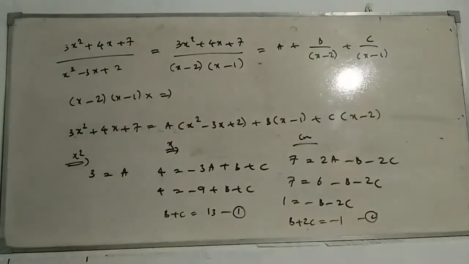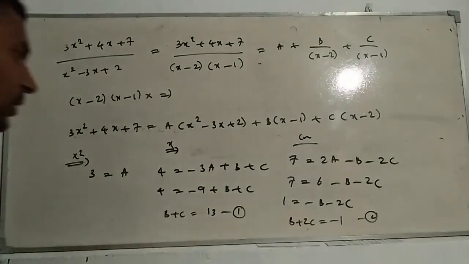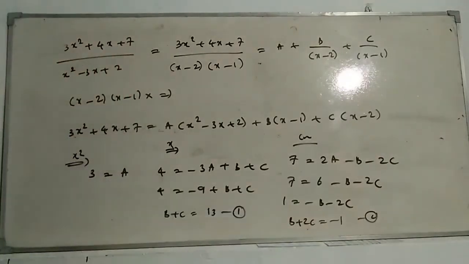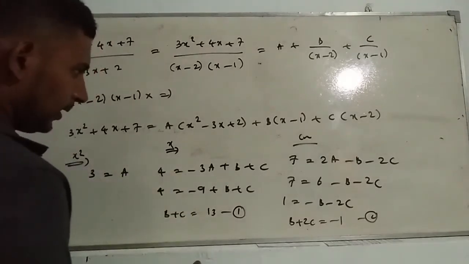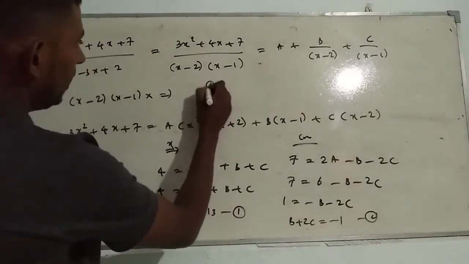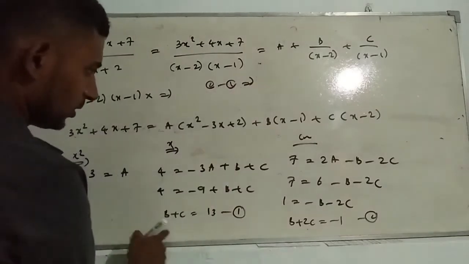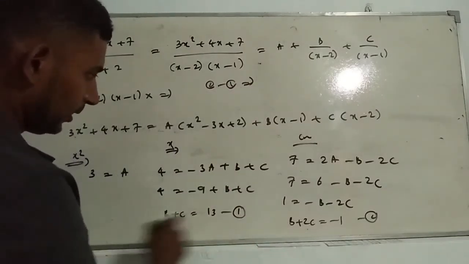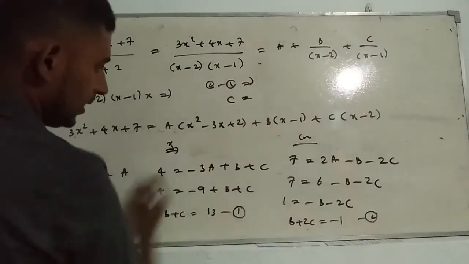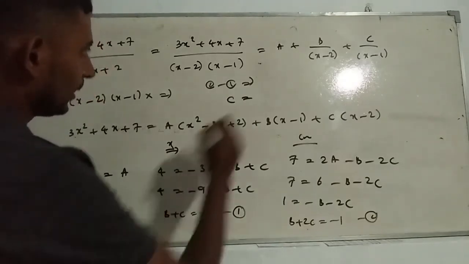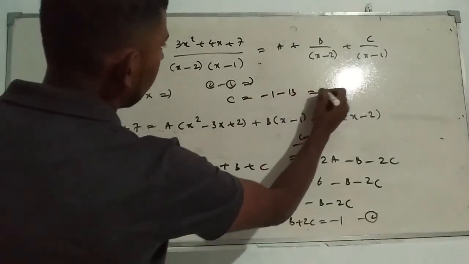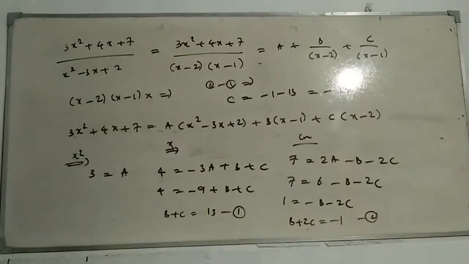By using those first and second equations I can find b and c. For that, I will subtract the first equation from the second equation. That means I can cancel the b. 2c minus c is equal to c, which is equal to minus 1 minus 13. That means c is equal to minus 14.